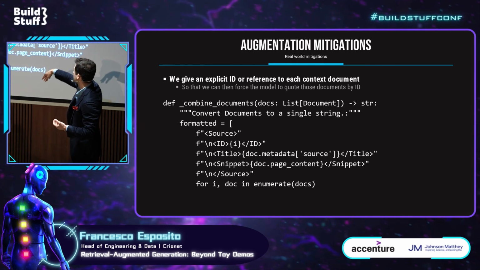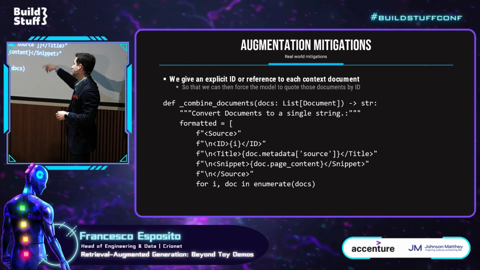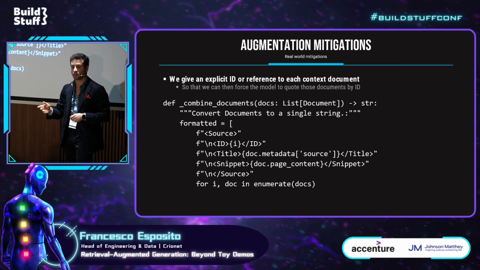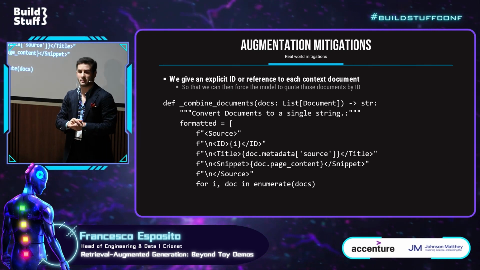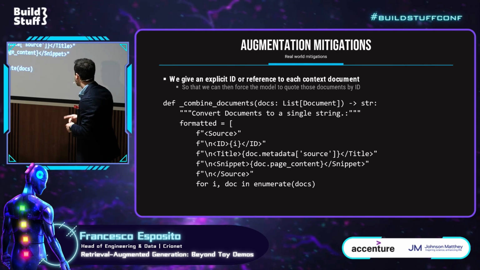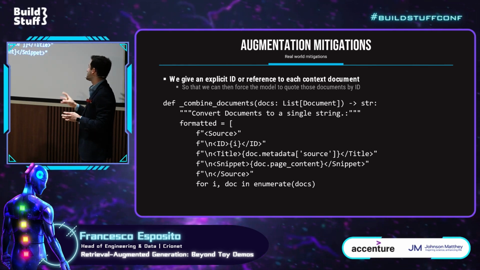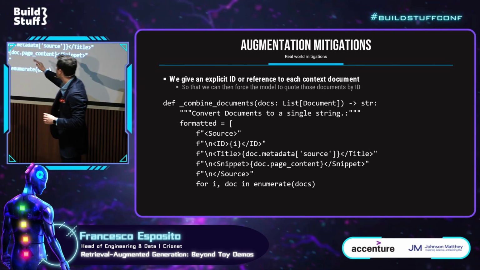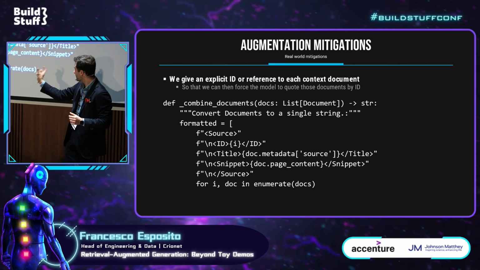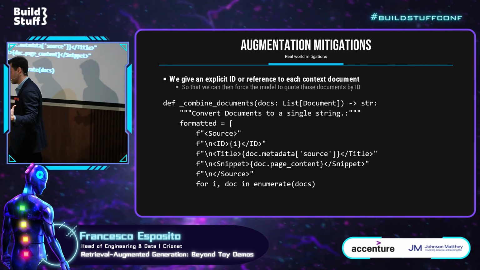I don't know if you remember, but I showed you a function before called format document. It would just put the entire text together, separating it with a newline character. In this case, we are building a more structured context, so we are including the ID, the title, and the physical snippet of the source document.